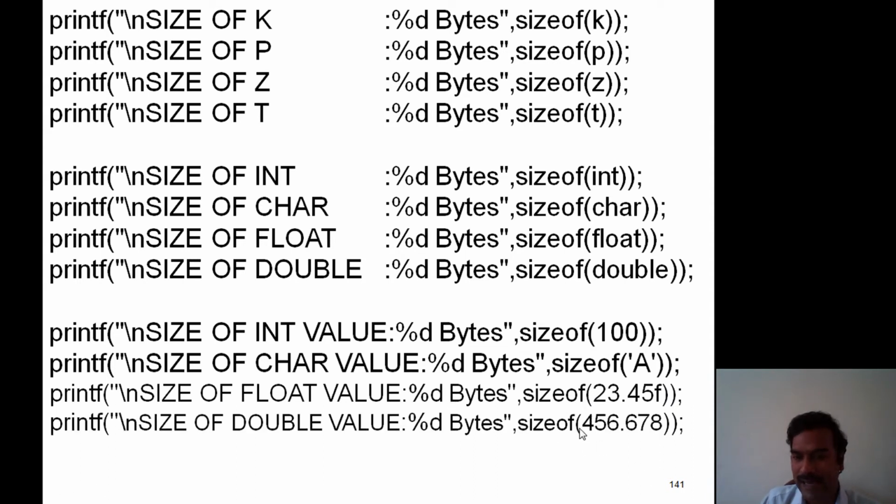This one, sizeof 456.678, which is a double value, hence it prints 8 bytes. So this one: variable format, data types format, and constant values format. Now the implementation part is completed. Okay, so this is the sizeof operator.